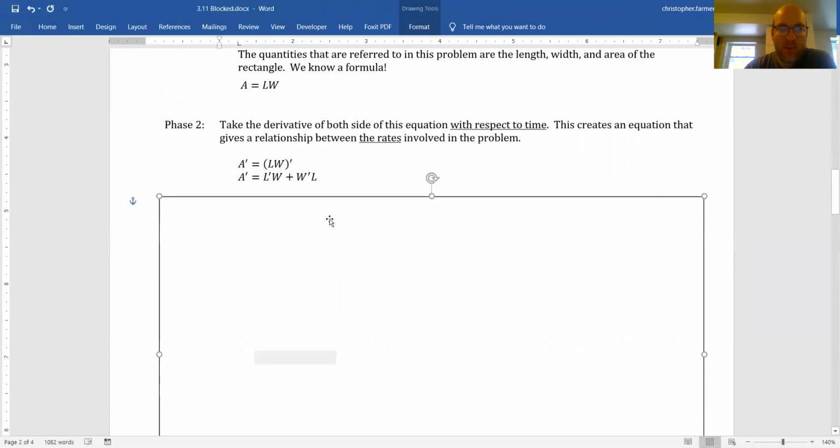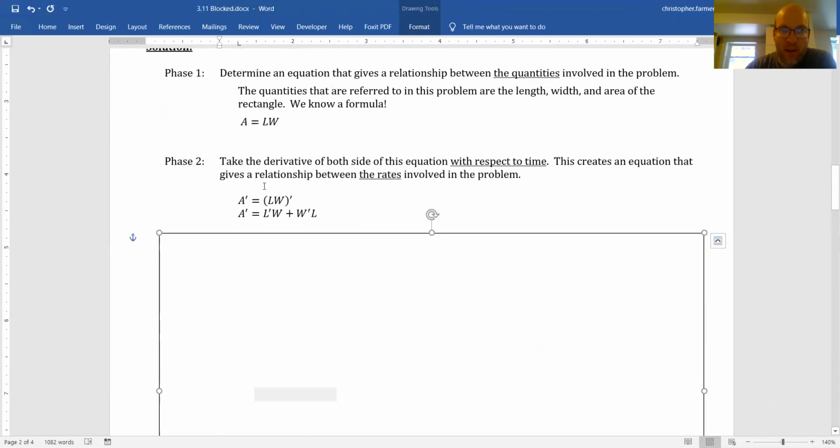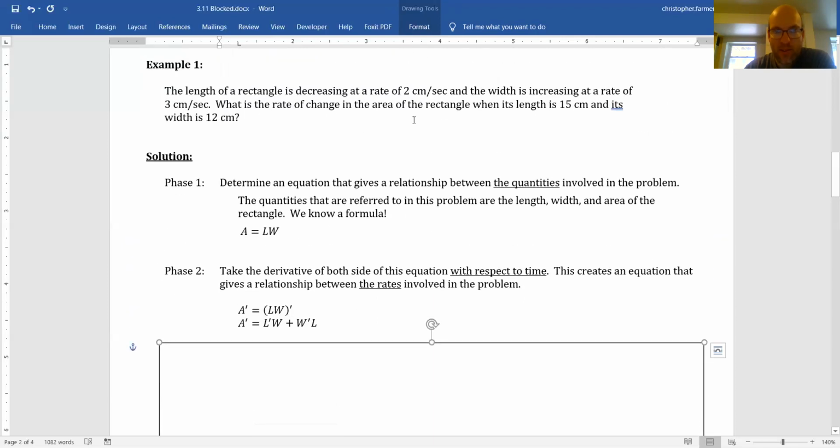So based on what we did on the previous page, this should not be a surprise. We're just taking the derivative of both sides. That's a product, so use the product rule: the derivative of the first function times the second, plus the derivative of the second function times the first. And now that we have this written out, I think you can probably guess what's going to happen here at the end. We're going to have to take the information that was given to us.